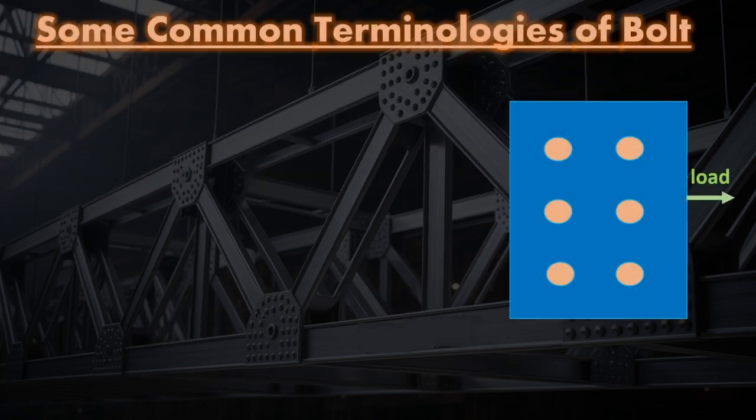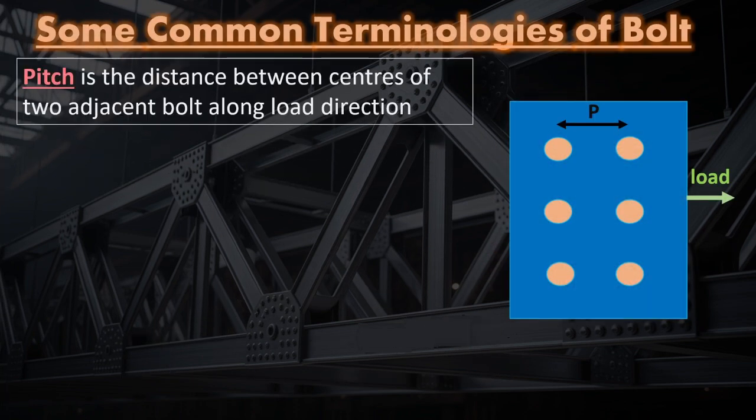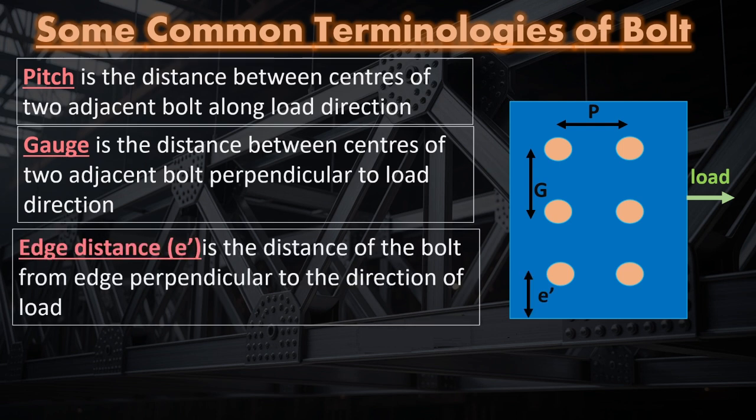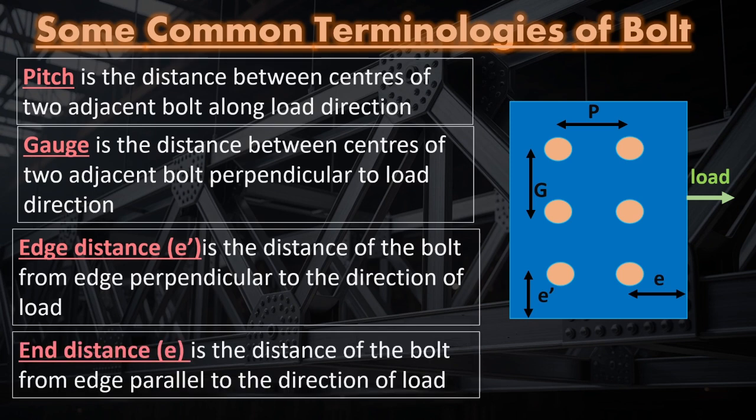Some common terminologies of bolt. Pitch is the distance between centers of two adjacent bolts along the load direction. Gauge is the distance between centers of two adjacent bolts perpendicular to the load direction. Edge distance, E, is the distance of the bolt from the edge perpendicular to the direction of load. End distance, E, is the distance of the bolt from the edge parallel to the direction of load.